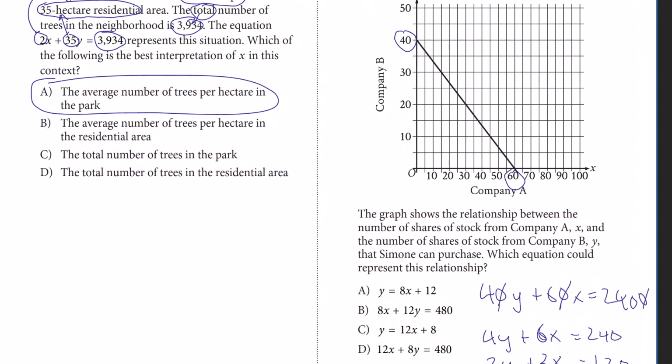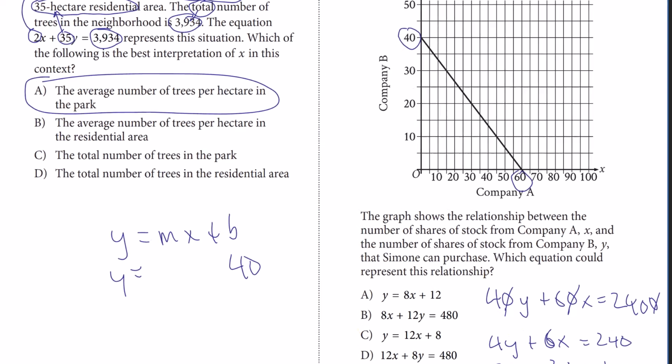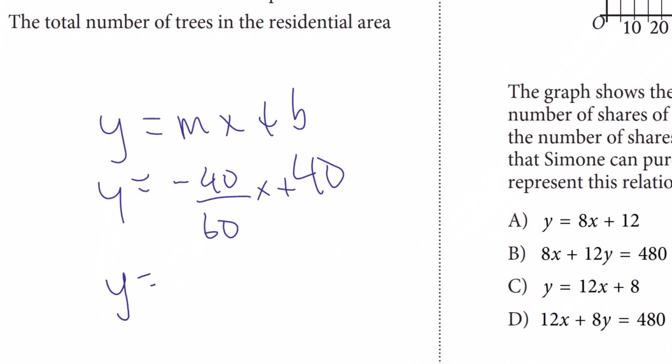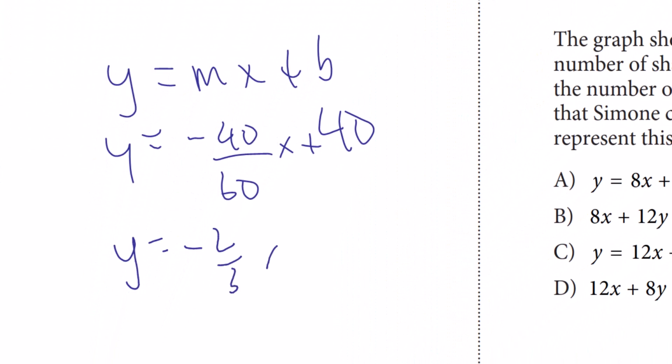So the best way to look at this is we're going to put this in the y equals mx plus b format. And we know that the y-intercept is going to be 40. Okay. Look at the slope, the rise over run. So it goes down by what? It goes down by 40, and the run is 60. So that's the slope. So y is equal to negative 2/3 x plus 40.